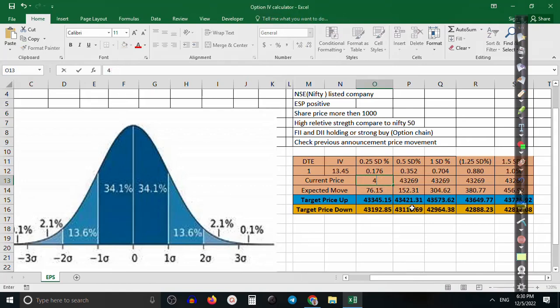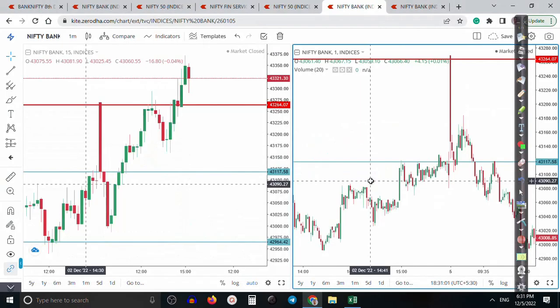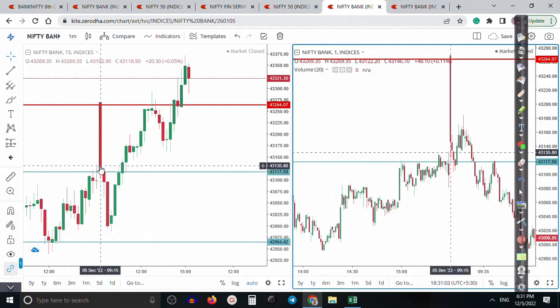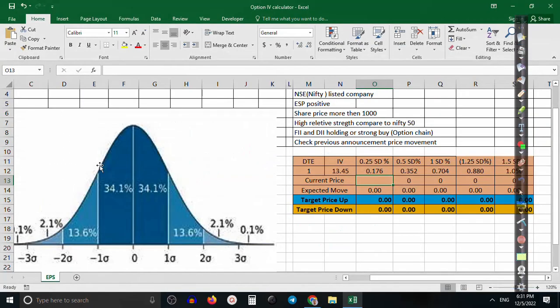So here I can see I place this one, just a minute. Let me remove this one. So now I can see all are 0. So where exactly did price open? Let me show you here, 43269. So let me use here 43269. All right. So now you can see automatically they are detecting support and resistance lines.